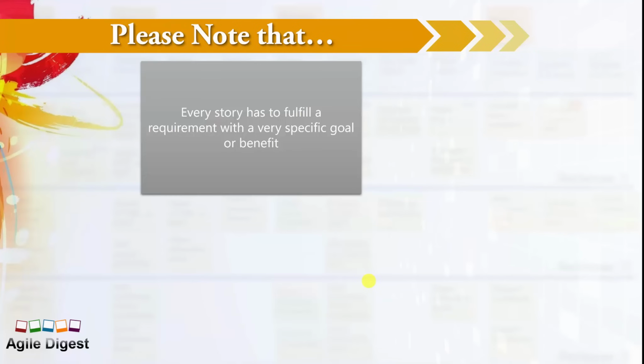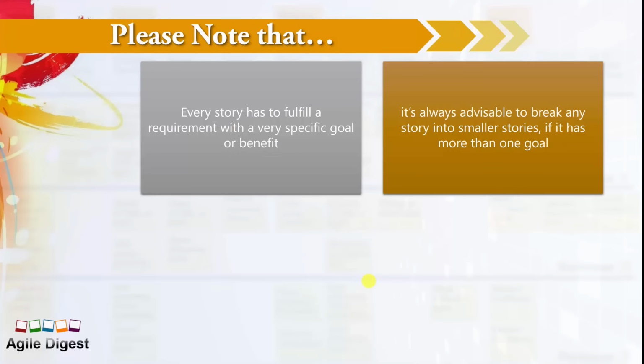Please note that every user story has to fulfill a requirement with a very specific goal or benefit. What that means is, whenever I am creating a user story, I need to have some functionality that is contributing to the existing product or giving an incremental value to the functionality that I am looking for. So it should not be partial or meaningless.